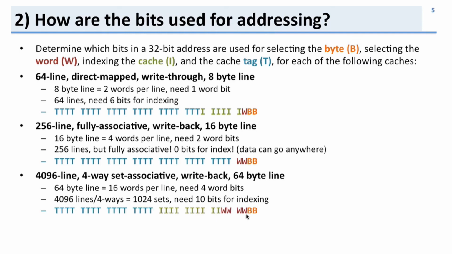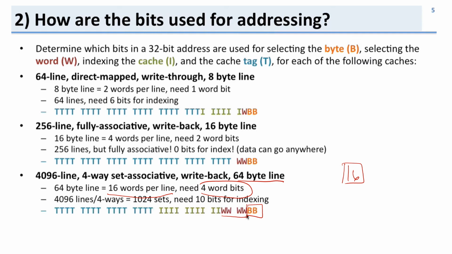Okay, for the third one, 4096 four-way set associative, write back, 64-byte line. So for the 64-byte line, divide by 4, because that is for one word. So all in all, how many is it? Divide by 4, this is 16. 16 words. So the representation for that, to be able to select the 16 words, we need 4 word bits. So that's why 4 word bits. And of course, in selecting the bytes in each of the words, we also need its own representation.